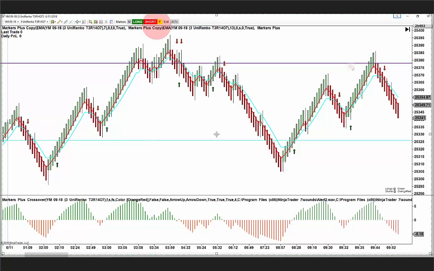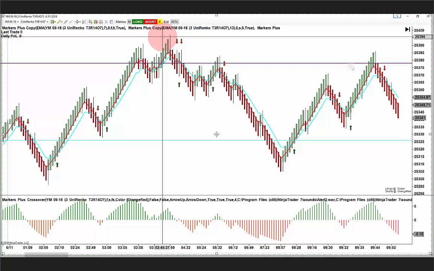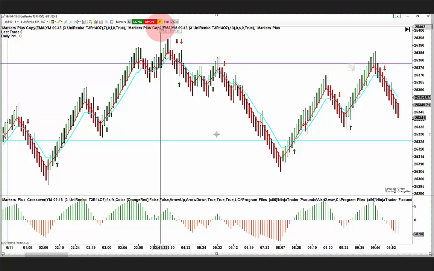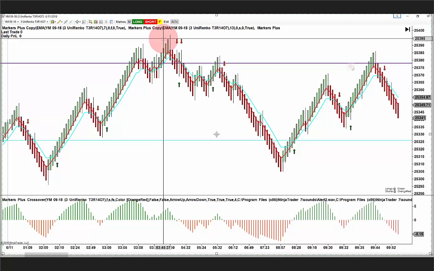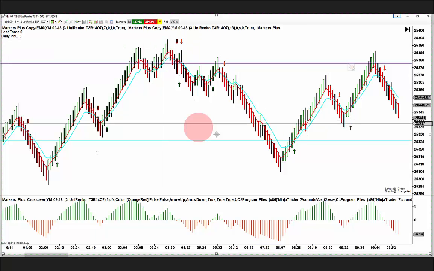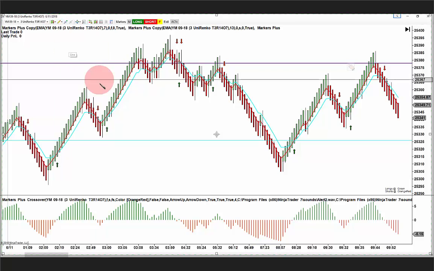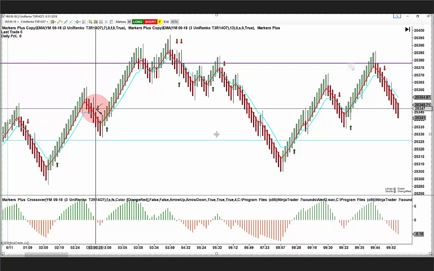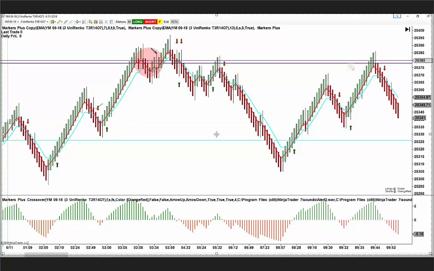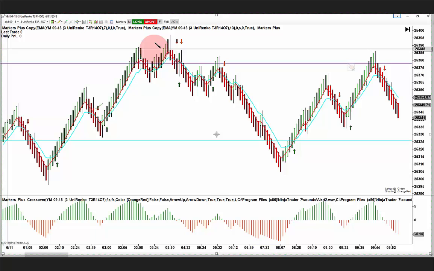When the F is illuminated yellow, if you have a filter that you're using, the F is yellow for filter, it means the filter is turned on. So let's say I was only supposed to take trades with the trend. That was the way my filter was designed. Then it would not have taken this short. It would pass it over. If the F is grayed out, that means the filter is not engaged.